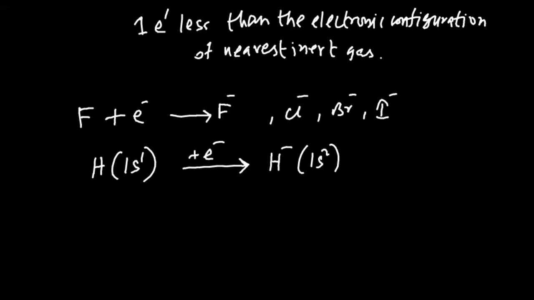7A elements are non-metals: fluorine, chlorine, bromine, iodine. They are non-metallic elements, and hydrogen is also a non-metal. So it can also be placed in group 7A.